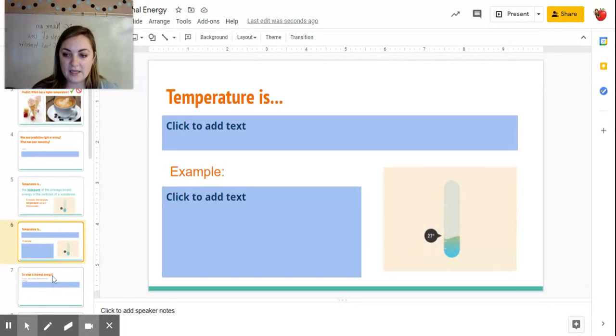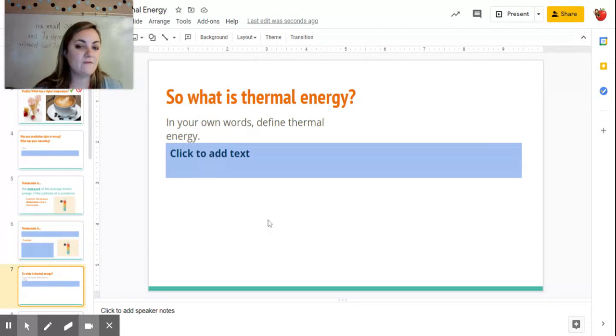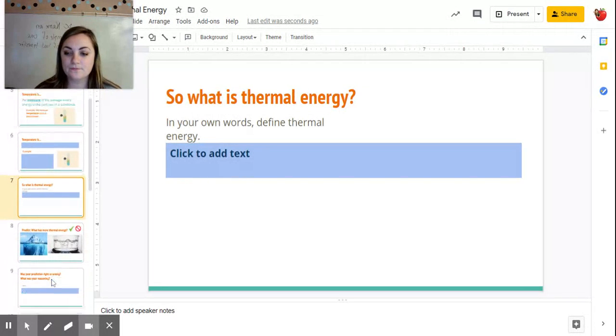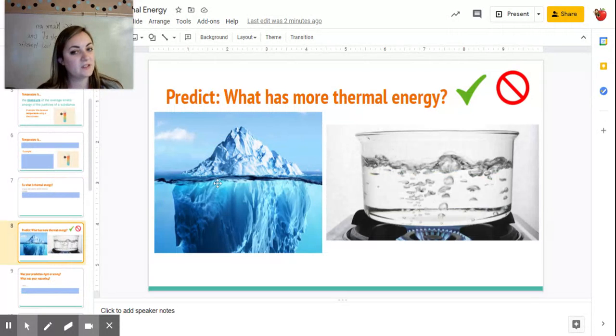All right. And now, what do we have for thermal energy? Pause the video, go over to your notes, and in your own words, define what you think thermal energy is. And let's predict: what has more thermal energy, an iceberg or a boiling pot of water? Go over to your notes, predict, and come back.